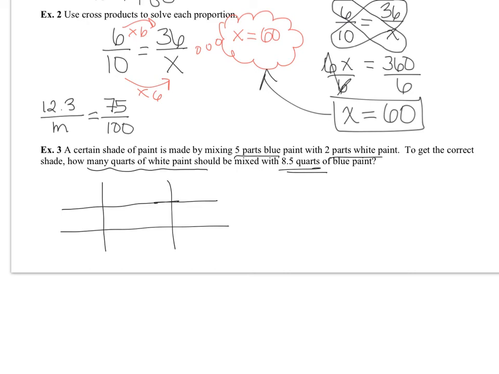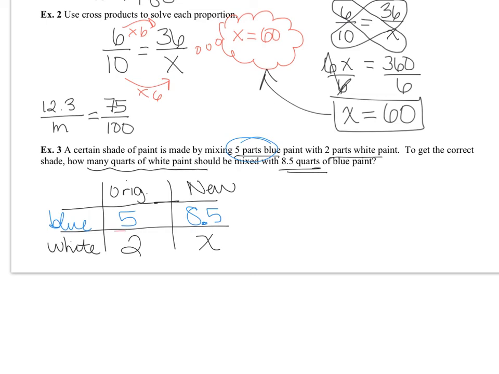tic-tac-toe board. We have blue paint that we need. We also have white paint. We have the original, and we have the new. So we started with 5 parts blue paint to 2 parts white paint. And it says how many quarts of white paint should be mixed with 8.5 quarts of blue paint. So I'm going to put in 8.5 quarts, 8.5 there for blue. And we don't know the new white paint, so I'm going to put in an X.